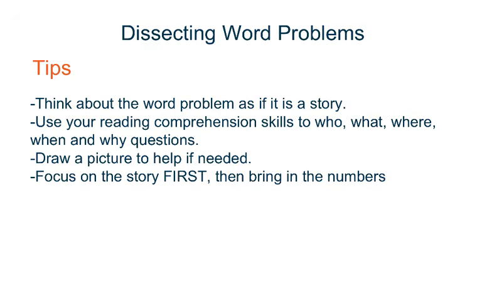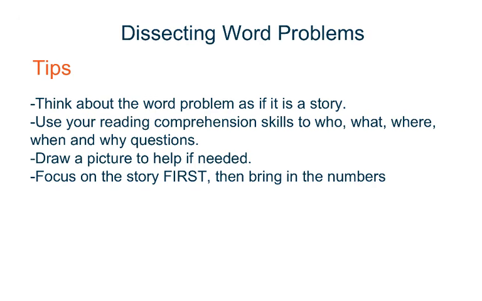Think about the word problem as if it's a story. Use your reading comprehension skills to think about who, what, where, when, and why questions while you're reading. So think about what's going on when we're reading these stories. Draw a picture to help if you need. And focus on the story that's in front of you first, and then worry about the numbers. It's really important to understand what the question's asking us as a whole before we start figuring out what we're doing with our numbers. Let's take a look at a problem.